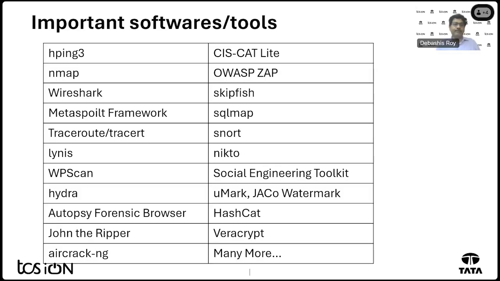Skipfish, SQLMap, you can use it for any sort of SQL injections and work with that. Social Engineering Toolkit, or SET, can be used for any kind of social engineering to get the data. There are watermark tools which see what threats are being read through, to do any kind of vulnerability testing. Hashcat is another one. VeraCrypt is for the encryption being used.